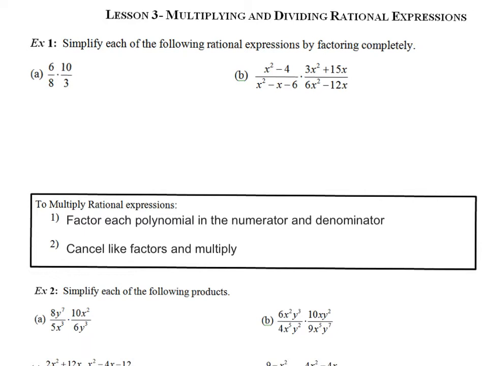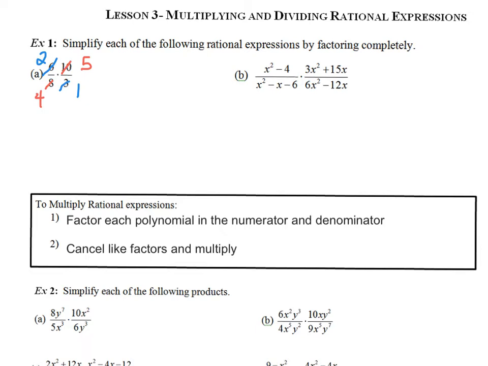So for example, I see that 6 and 3 are both divisible by 3, so I'm going to cancel and make 6 divided by 3 equal 2. 3 divided by 3 is equal to 1. Going the other direction, 8 and 10 are both divisible by 2, so 8 divided by 2 is 4, 10 divided by 2 is 5.